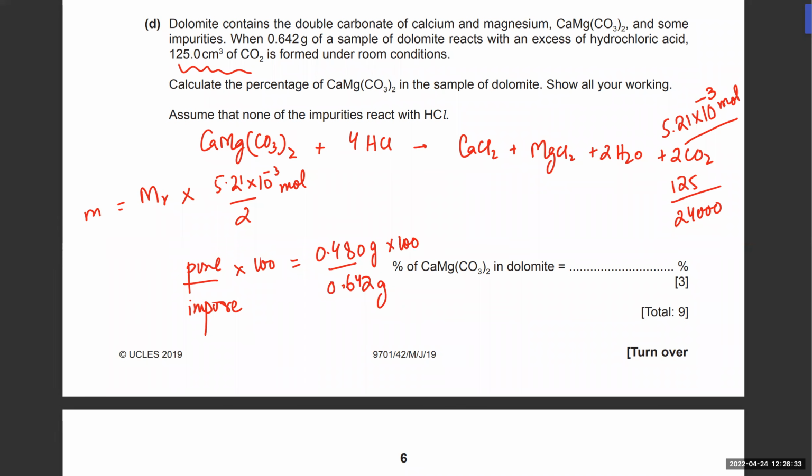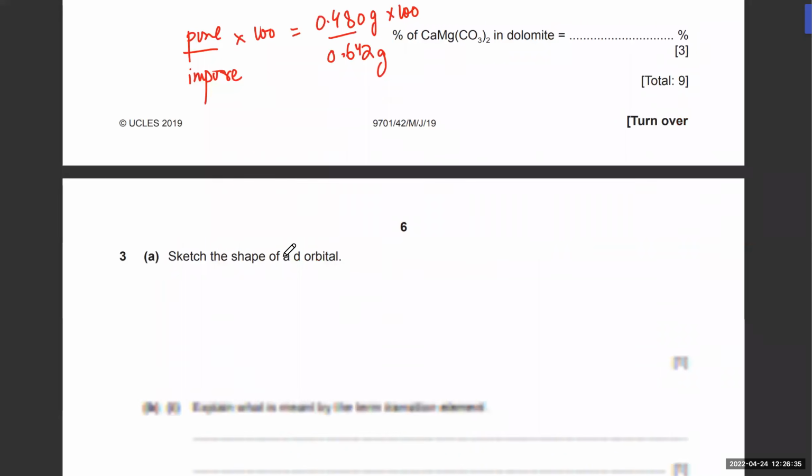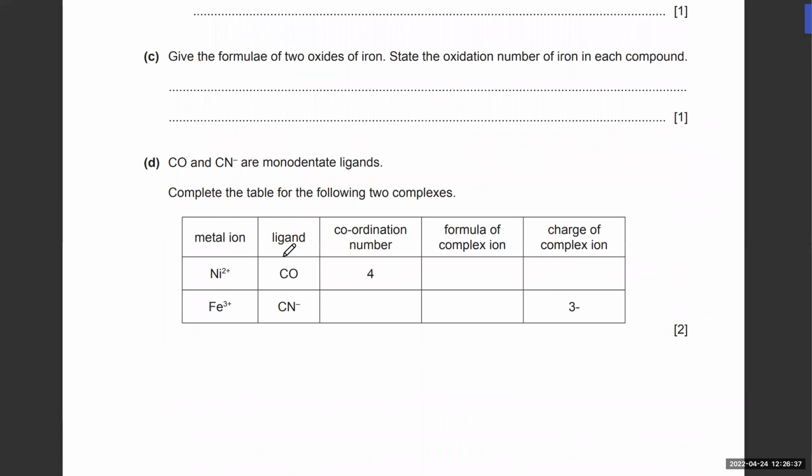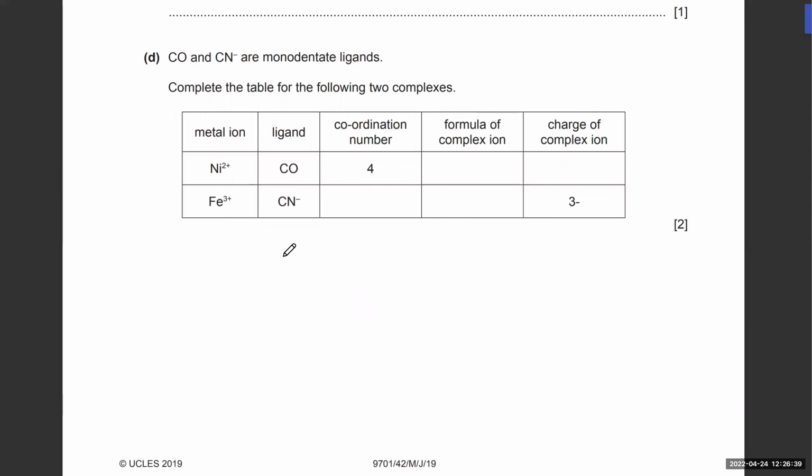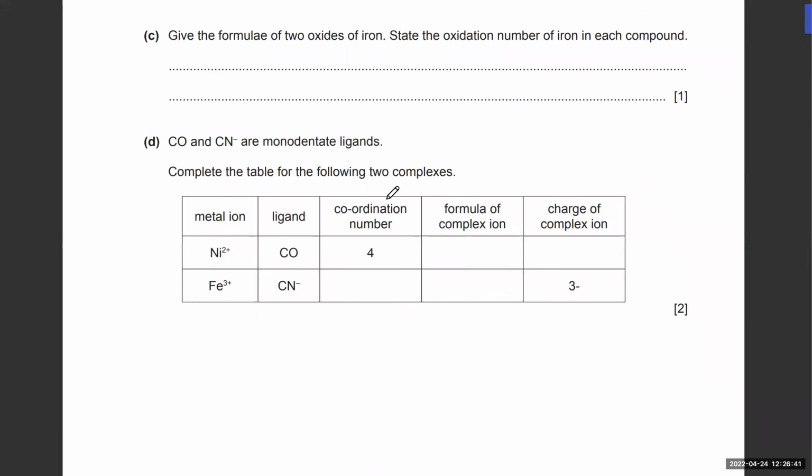So question 3 का D part के इसके ना how do you figure out coordinate number? नहीं, वो तो easy है. This one is easy because they've told you the coordination number. That means that's the number of dative bonds that it's going to form. So that means there would be 4 CO. There's going to be 1 nickel, and there's going to be 4 COs in the complex. ठीक है?